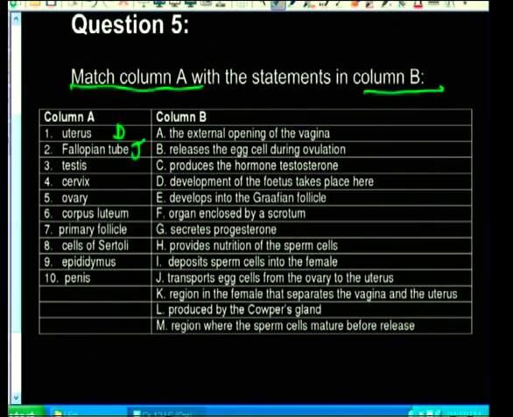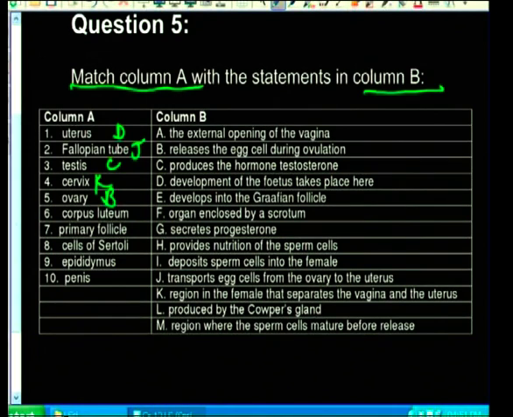The testis, external opening, no. Produces the hormone testosterone. Yes, that's right. So that would be C. Remember, we can come back to some of them. Cervix, couldn't be the first 4. Secretes progesterone, that one, no. Deposits sperm, no. Transports egg, region of film that separates the vagina and the uterus, that's the correct one. That would be K. Number 5, the ovary. External opening, no. Releases the egg cell during ovulation. Yes, it could be. The ovary could be that one there, B.